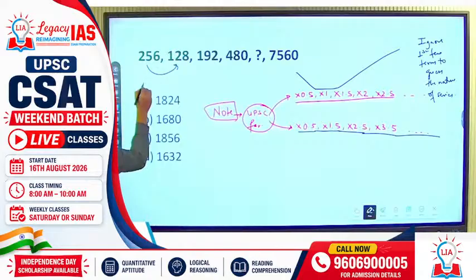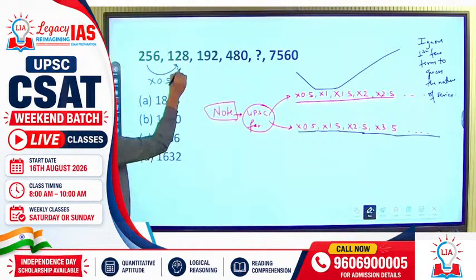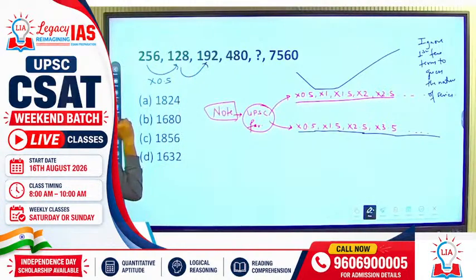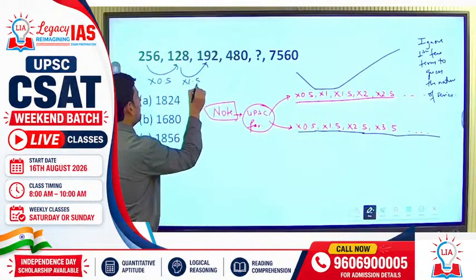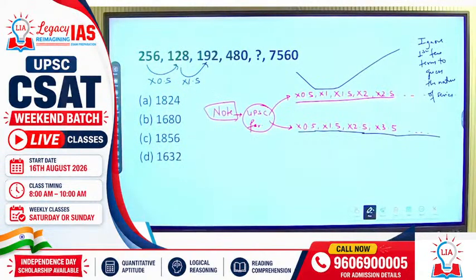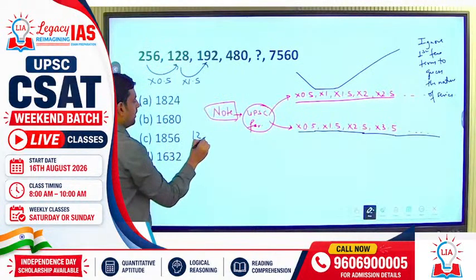Now, observe this: 256 and 128. What is this? Multiplication by 0.5, or half. Then, what is this? 128 and 192. Multiplication by 1.5. Can you feel this? 128 by 2 is 64. 128 plus 64 is what?